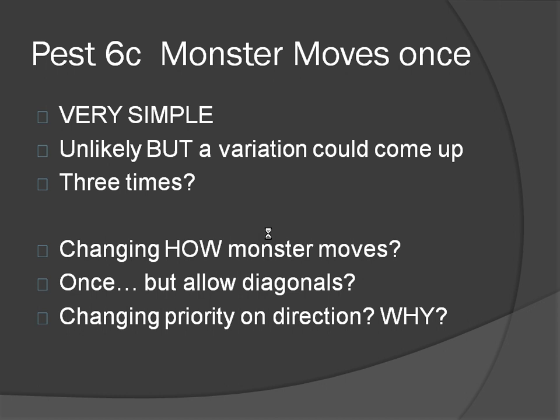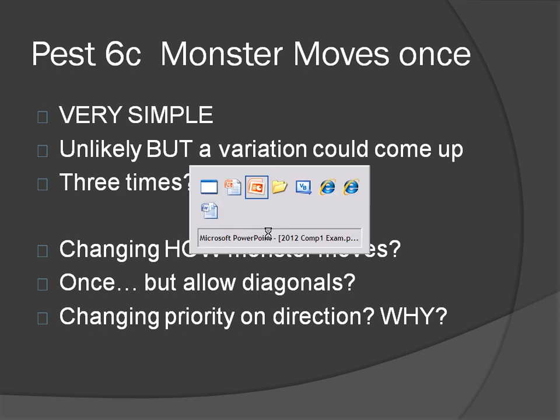I reckon it's a bit unlikely, but a variation could come up, so you need to be familiar with this bit of code. Changing it three times, changing how the monster moves, maybe allowing it to move diagonally. Changing the priority, because at the moment north-south is the most important, and changing it to east and west. I don't know why you'd want to, really. In fact, maybe that's one of the reasons why I've recorded this, because this is kind of a pointless change in terms of the gameplay. So let's have a little look at the code.